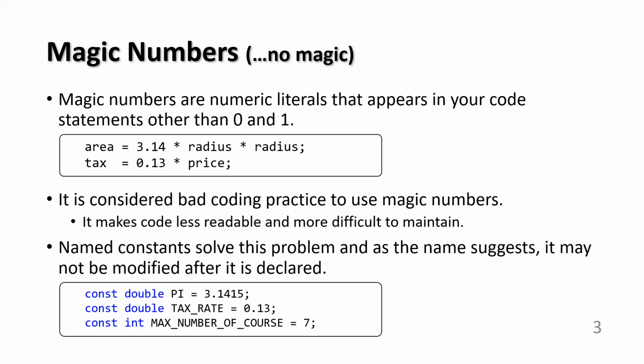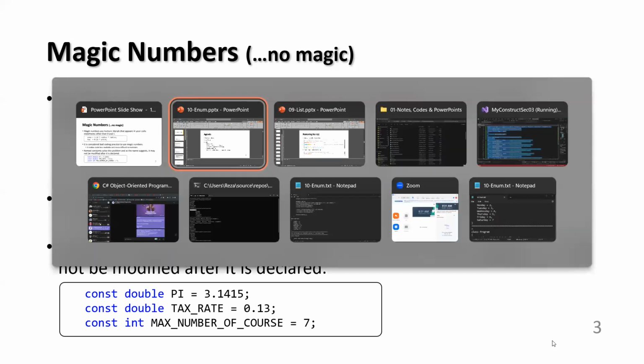But here, whenever you define a constant at the beginning as a keyword, you use const. If you change it, it's gonna give you an error. Look at this example.